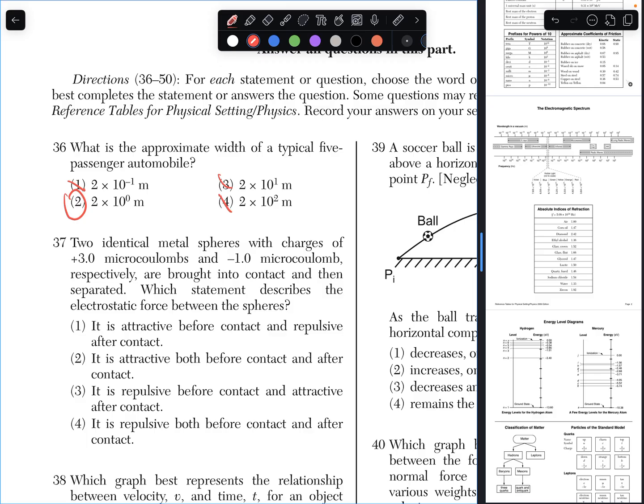So at first it's going to be attractive because they have opposite charges, so it can't be 3 or 4. But afterwards, you have to look at the movement of the electrons. The charges balance out, and the electrons move so that both spheres are positive, so they're going to be repulsive because they have the same sign.